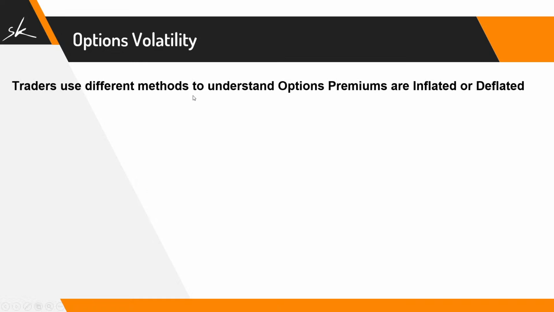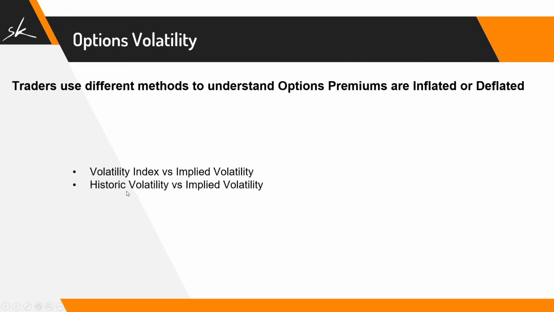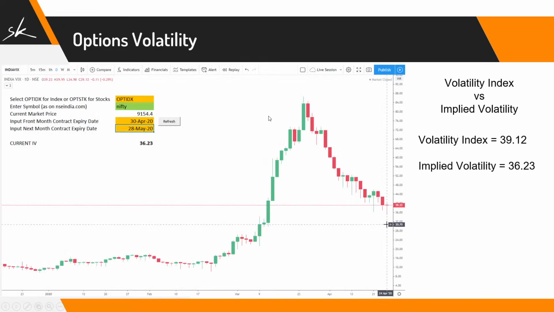Now, traders use different methods to understand whether options premiums are inflated or deflated. Some of the ways people use is, one, they compare the volatility index versus the implied volatility, and the second one is historical volatility versus implied volatility. I just talked about it a few slides ago. We'll again be touching upon it, but let's first understand the very first method, which is volatility index versus implied volatility. So, give me a second, let me bring up my charts.